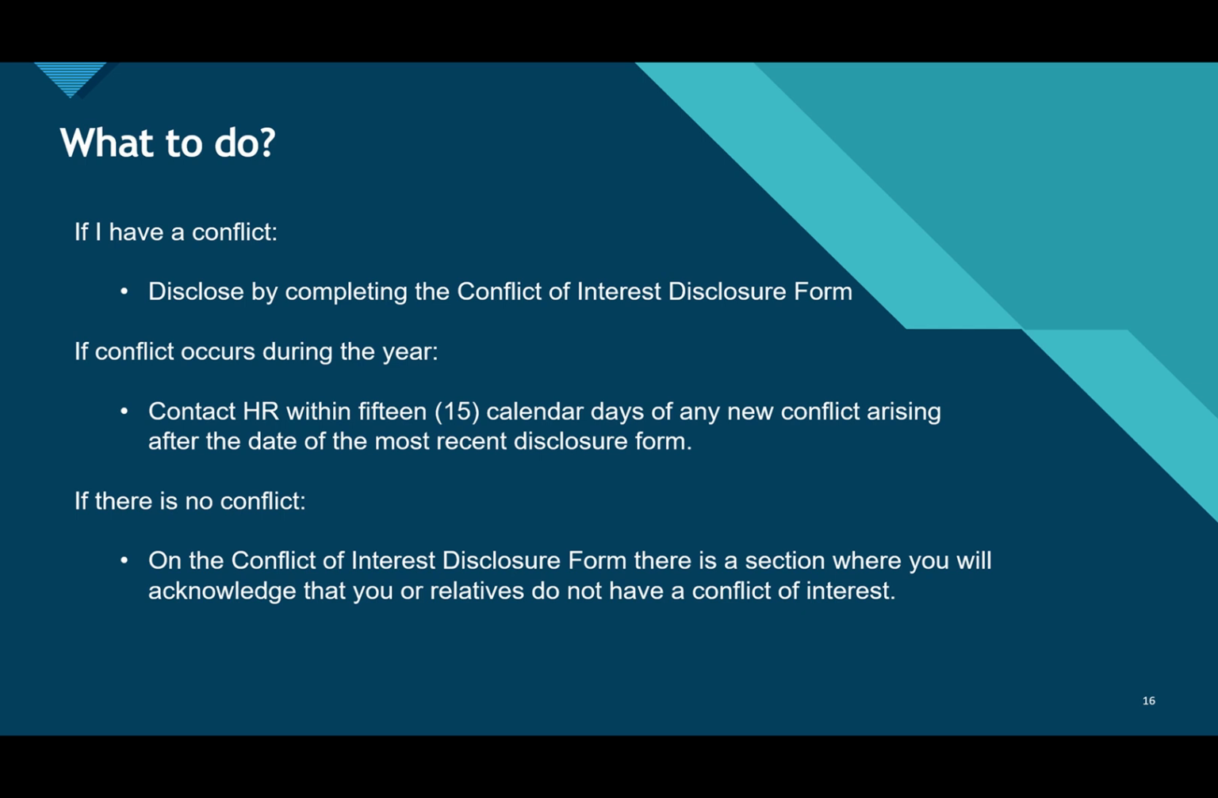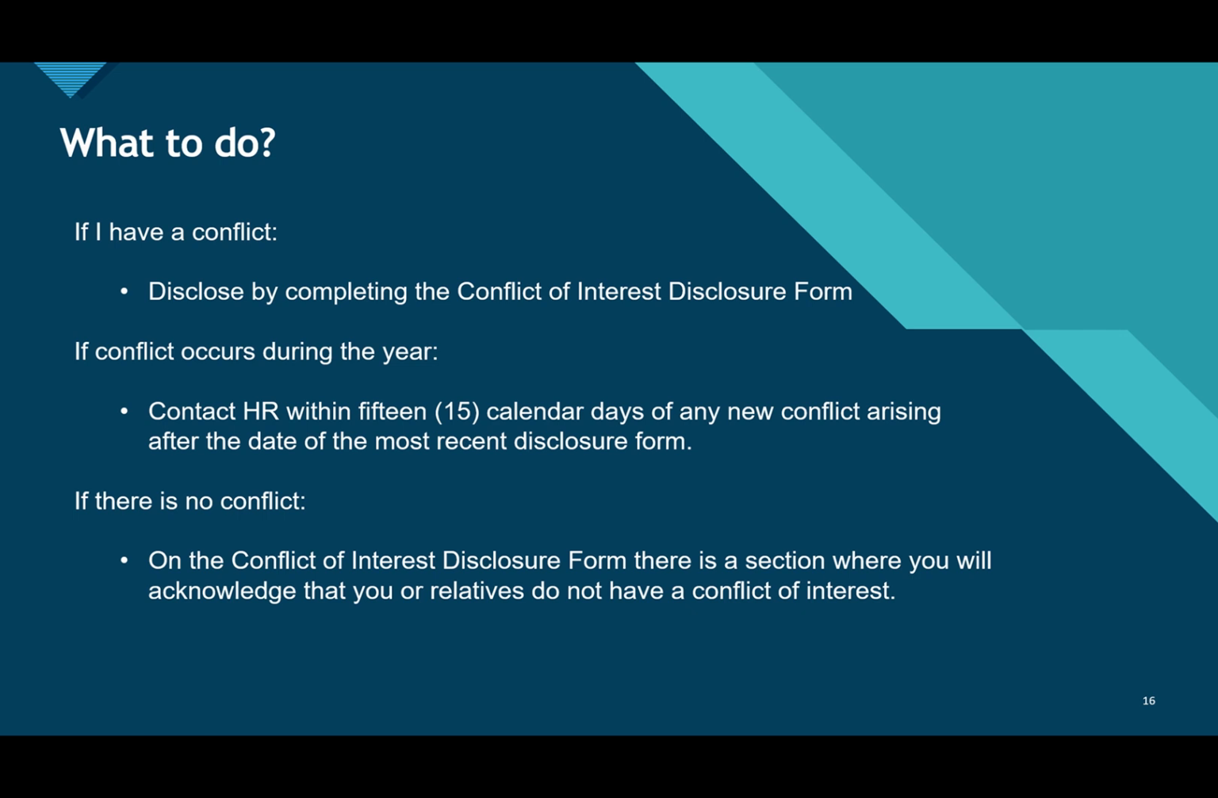If you have a conflict of interest, you would disclose it by completing the conflict of interest disclosure form, which we will show you here in a second. If the conflict occurs during the school year, you will contact HR within 15 calendar days of any new conflict arising. And then if there's no conflict, you will just fill out the bottom of the form in the section that states that you don't have any sort of conflict.